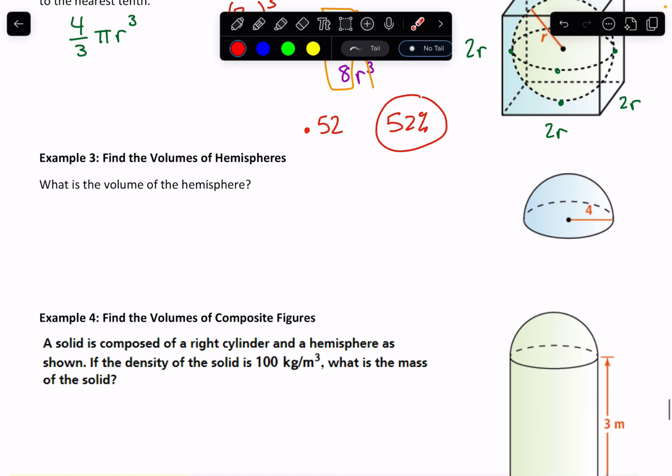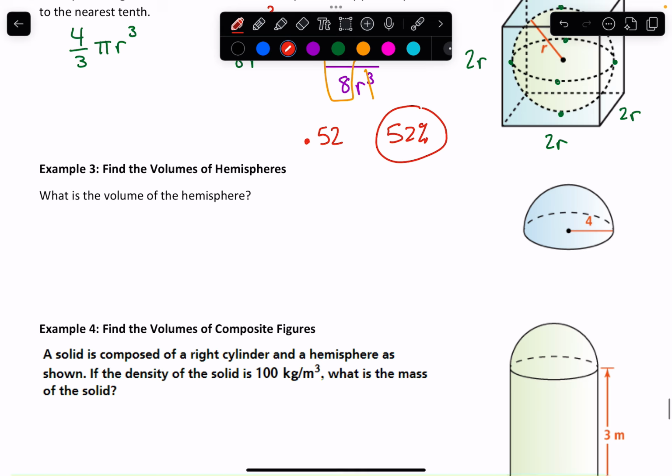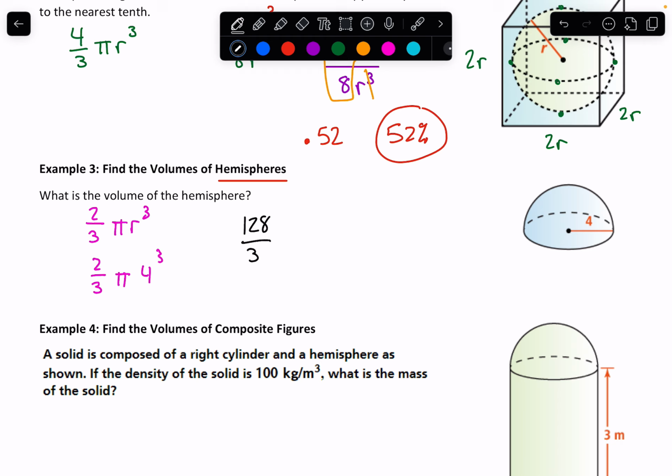Next couple examples on here. Example 3 is really simple. I just wanted to bring it up because it includes the word hemisphere, which of course means half of a sphere. So instead of using 4/3 pi r cubed to find the volume of this one, I'm going to use 2/3 pi r cubed because I'm using half the volume. So 2/3 times pi times the radius of 4 cubed. Easy to evaluate. If I leave it in terms of pi, which I'm allowed to do, that'll be 128/3 pi for the volume of the hemisphere.